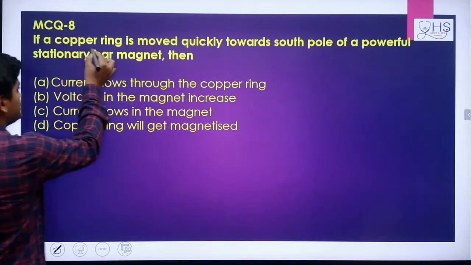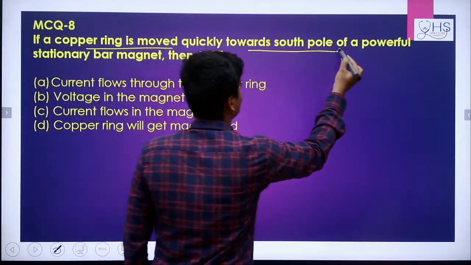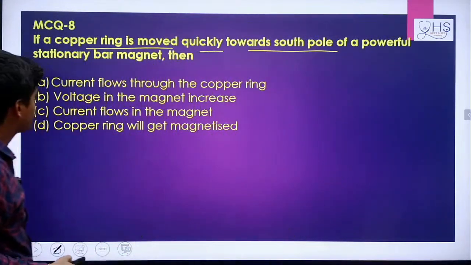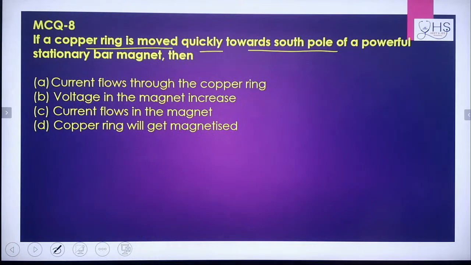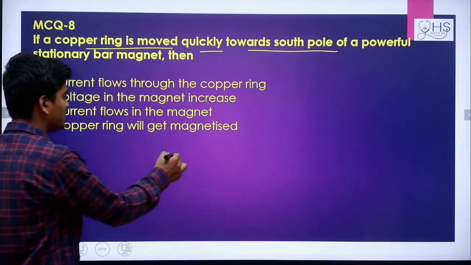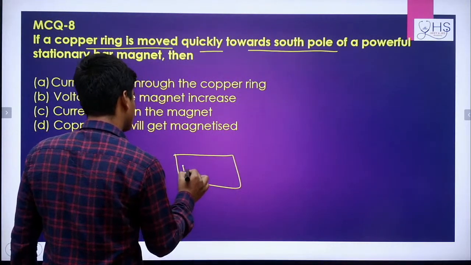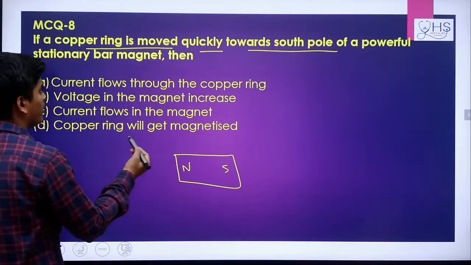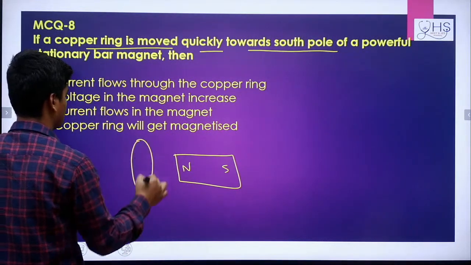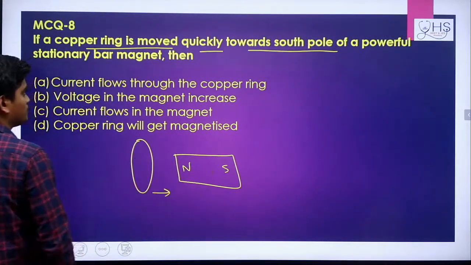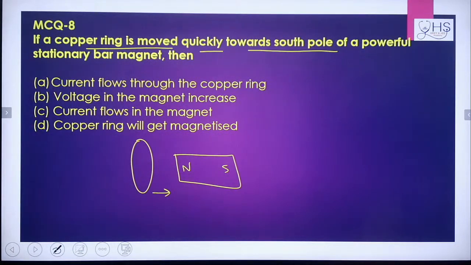Now if a copper ring is moved quickly towards the south pole of a powerful stationary bar magnet, then what will happen? Now see, a magnet is there, north south suppose. Now a coil is there here, one coil is there. Now the coil is suddenly moved. If the coil is suddenly moved, what will happen?